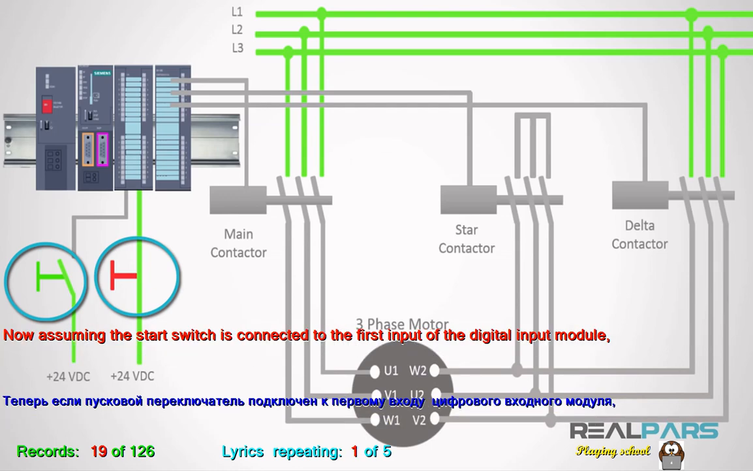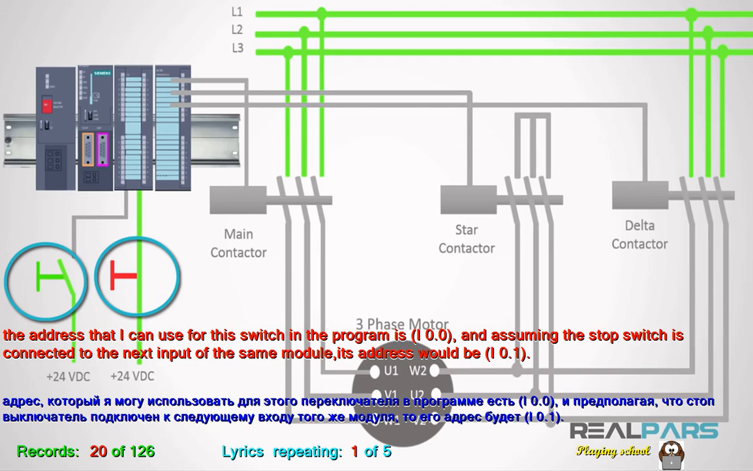Now, assuming the start switch is connected to the first input of the digital input module, the address that I can use for this switch in the program is I0.0. And assuming the stop switch is connected to the next input of the same module, its address would be I0.1.